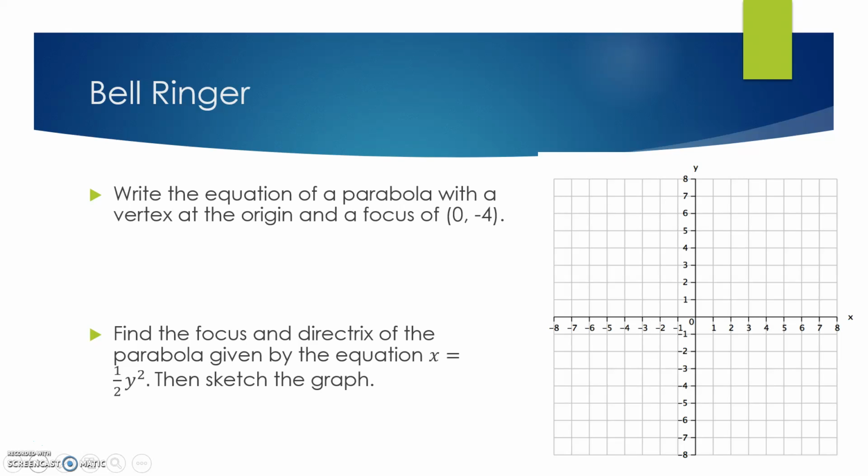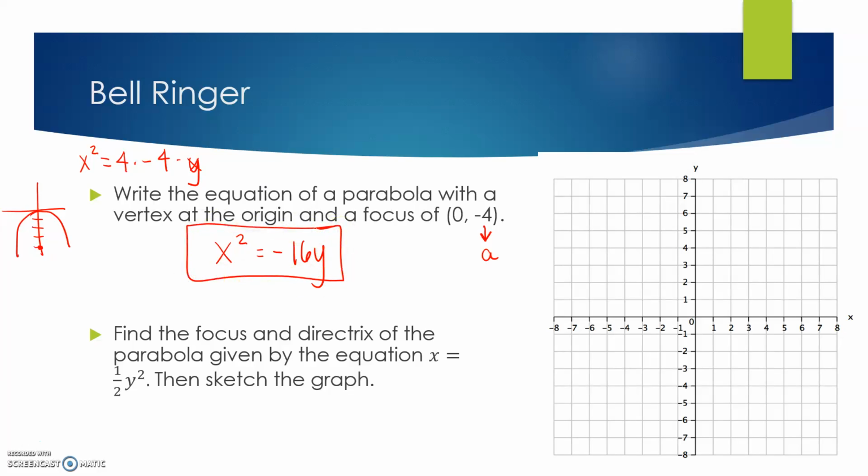It says, write the equation of a parabola with a vertex at the origin and a focus of (0, -4). So if I look at my little sketch here, it's saying my focus is down here. So I know my parabola has to open down, so it's going to be an x squared, and it should be a negative value. This is my a value, so I'm going to have 4 times -4 times y. So I'm going to get x squared equals, I do that every time, y goes there. So that should be -16y. And that's it. That's our final answer.